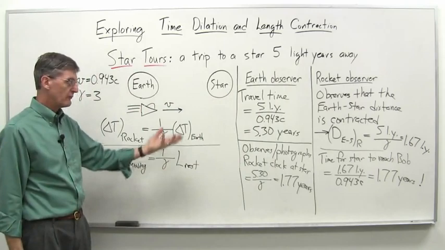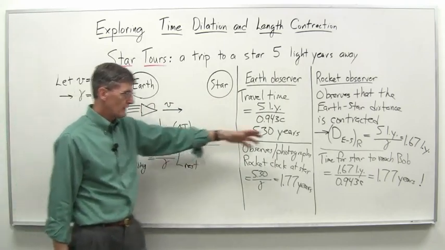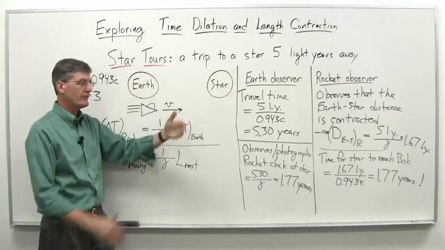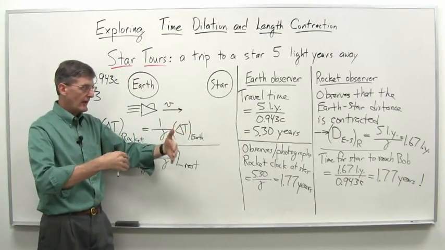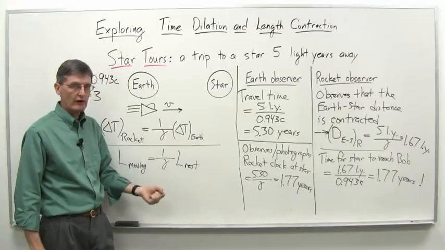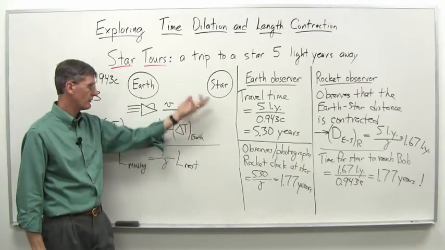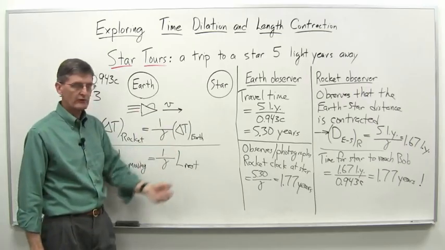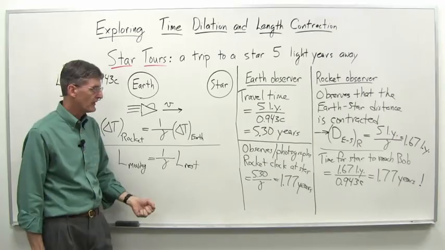Okay? So from Bob's perspective, he sees the star rushing toward him at 0.943 c. He sees the distance the star has to travel as 1.67 light years. And he sees his clock tick for 1.77 years when the star reaches him. And the photo is taken at that point, and his clock says 1.77 years.